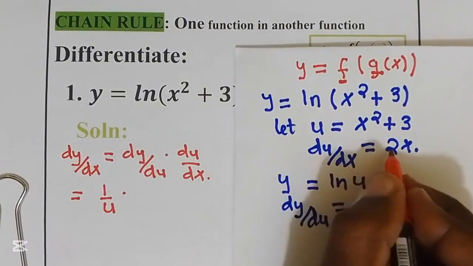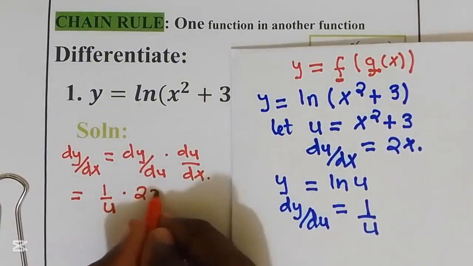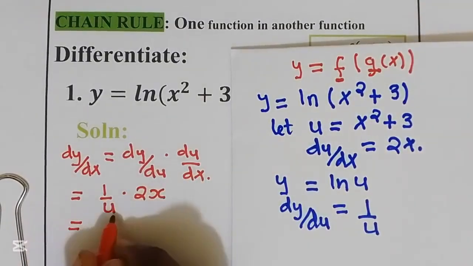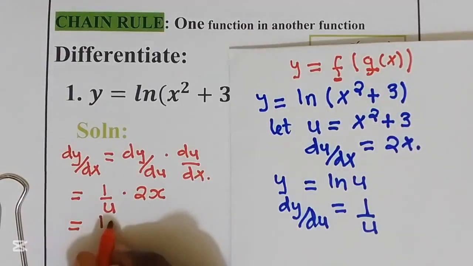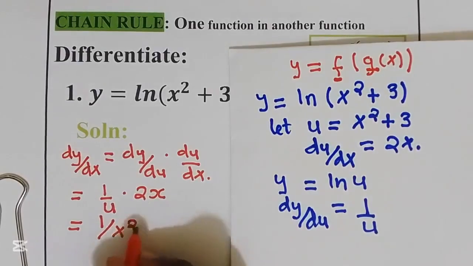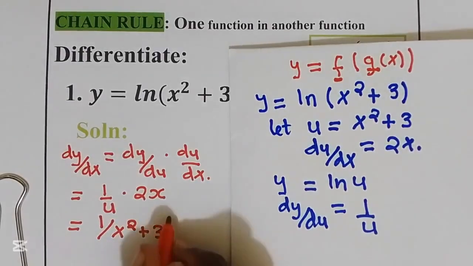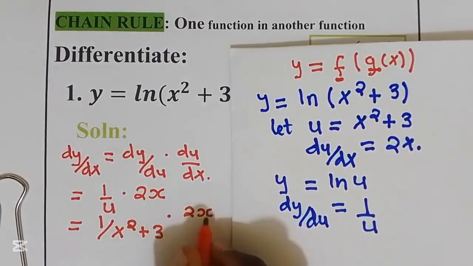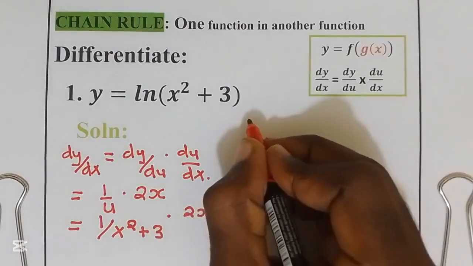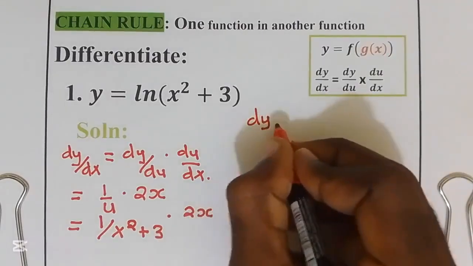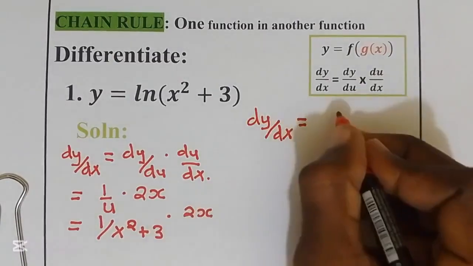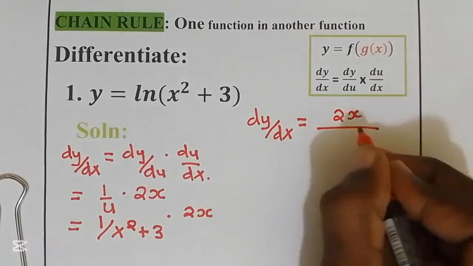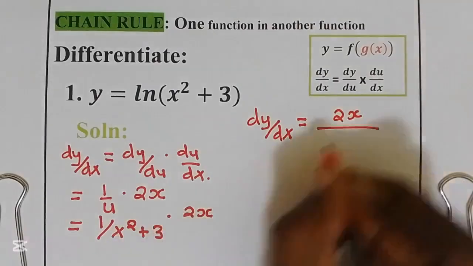For du/dx, we get 2x. But u is x squared plus 3. So we have 1 over x squared plus 3 multiplied by 2x. So dy/dx is equal to 2x over x squared plus 3.